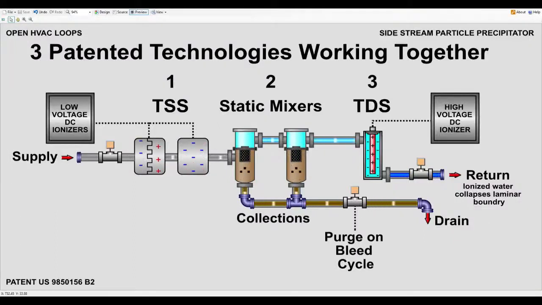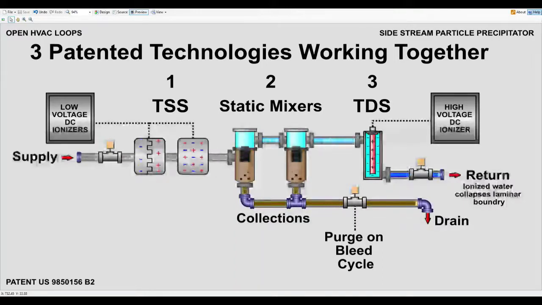We would like to introduce ELECTROCELL Systems' totally automated modular side stream particle precipitator with BACnet interface. This system utilizes 3 ELECTROCELL patented technologies working together to achieve maximum results in HVAC condenser circulating open loops. The objective is to perform continuous micro-cleansing and minimize the effects of the laminar boundaries throughout the open loop, resulting in improved thermo transfer and efficiencies.